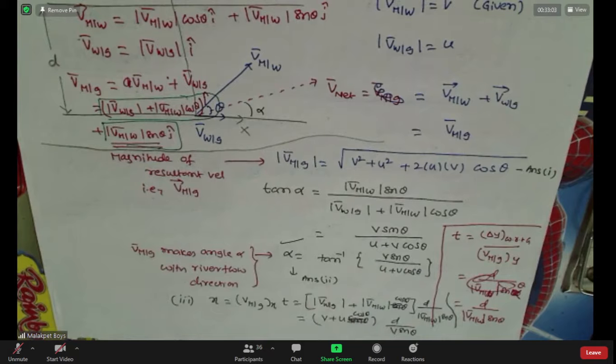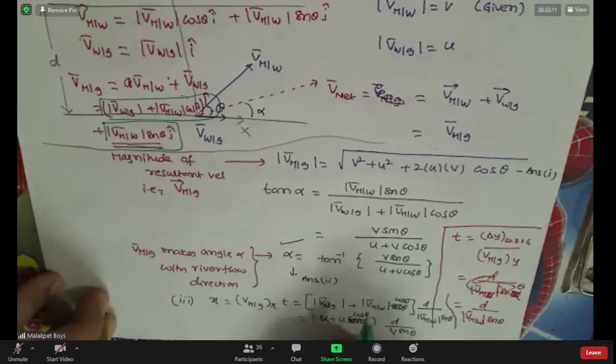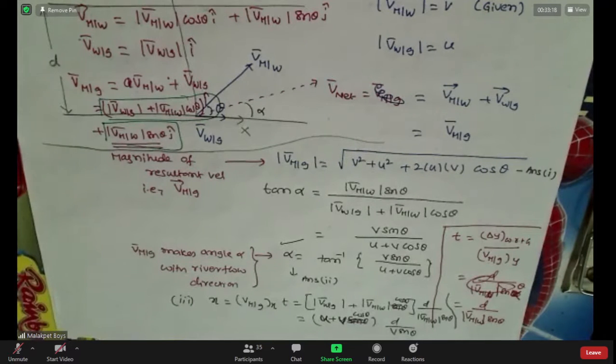Velocity of water with respect to ground is U. Man with respect to water is V. I think now we should have some idea of how to approach these riverboat problems. Understood this? The problems I posted yesterday, now do these problems.